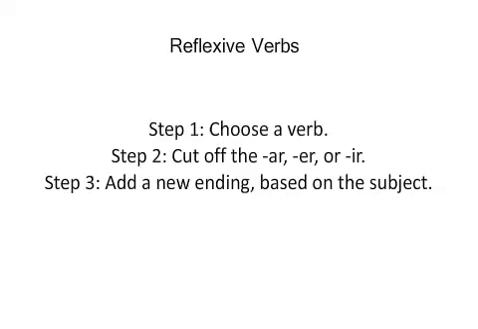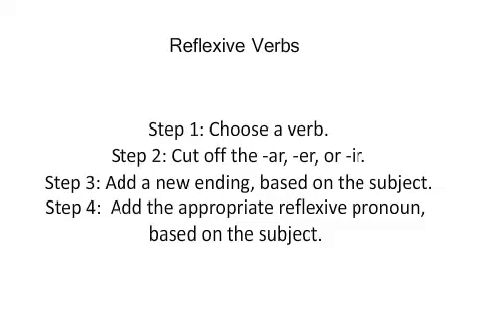When you learned about the present tense, you learned 3 steps for conjugating a verb. Step 1, choose a verb. Step 2, cut off the AR, ER, or IR. And step 3, add a new ending based on the subject. Reflexive verbs follow those same 3 steps, but they're going to add one more step. That last step is to add the appropriate reflexive pronoun based on the subject of the sentence. We'll take a look then at reflexive pronouns, we'll look at reflexive verbs, and we'll walk through these steps, and it should all make sense.